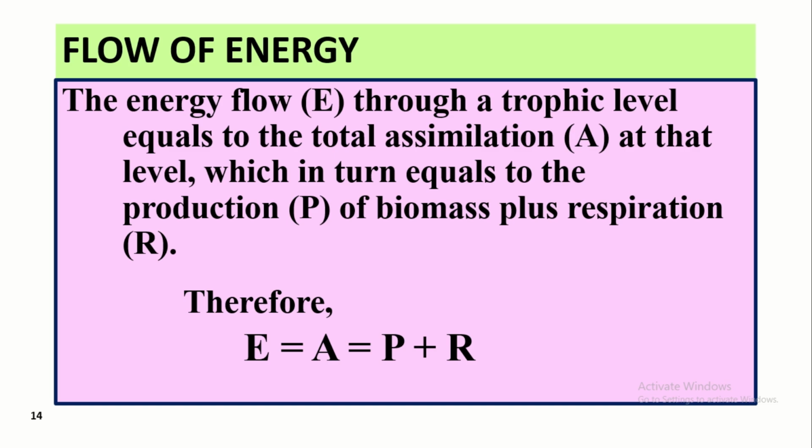Energy flow E through a trophic level equals the total assimilation A at that particular point, which in turn equals the production biomass plus respiration. Therefore, E is equal to A, which is equal to P plus R.